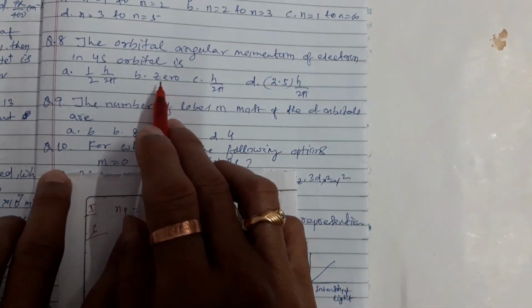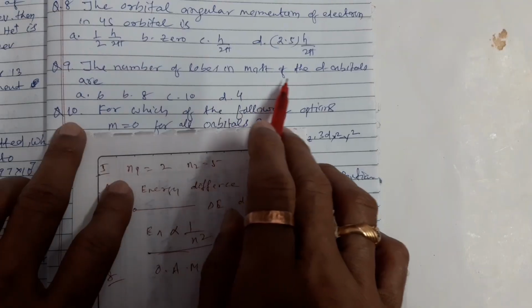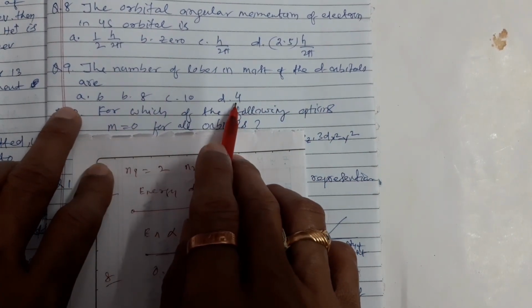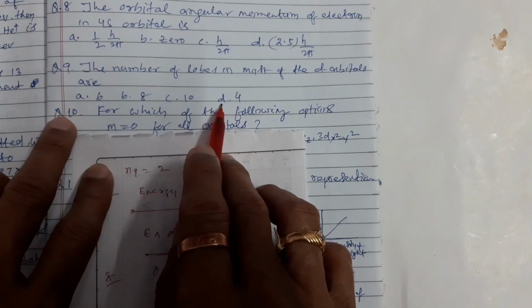Okay, next, the number of lobes in most of the d orbitals is what? In d orbitals, most have 4 lobes present. So choice D is the correct answer.